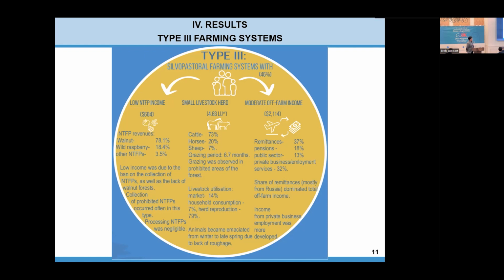So off-farm income is also dominated by remittances, pensions, and public sector. Also, the migrants mainly come from Russia. I mean, migrants went to Russia. So income from private business was also much more developed in comparison to the first type, but comparable with the second type of farmers because of the tourist attractions like Padyshata.